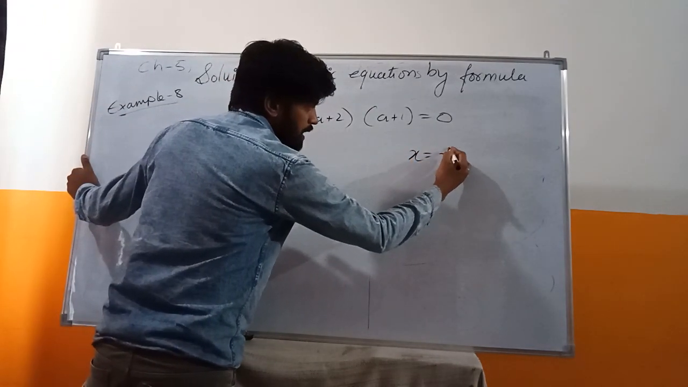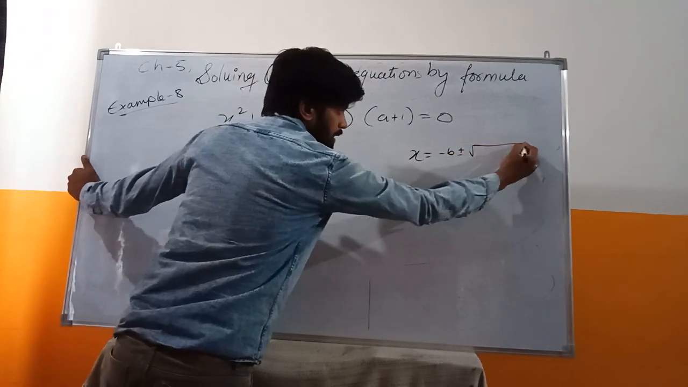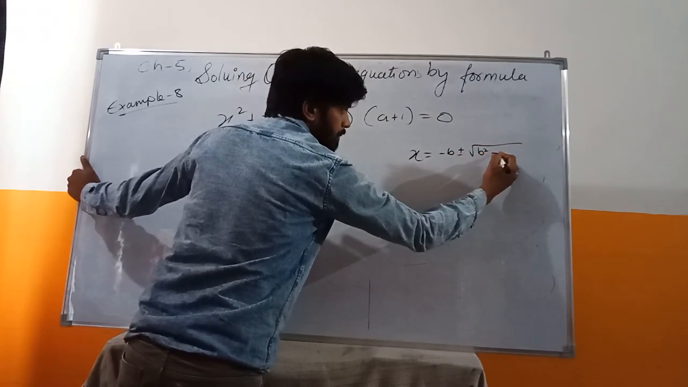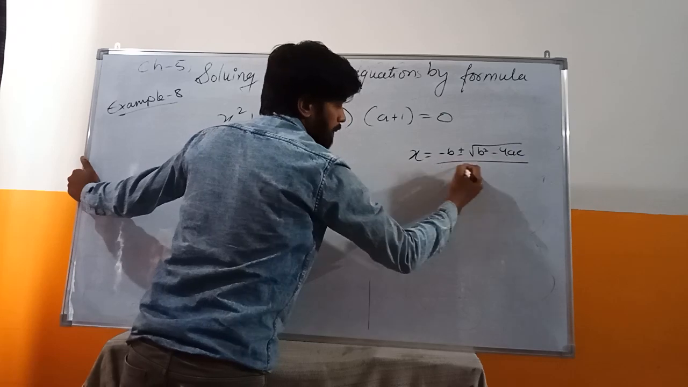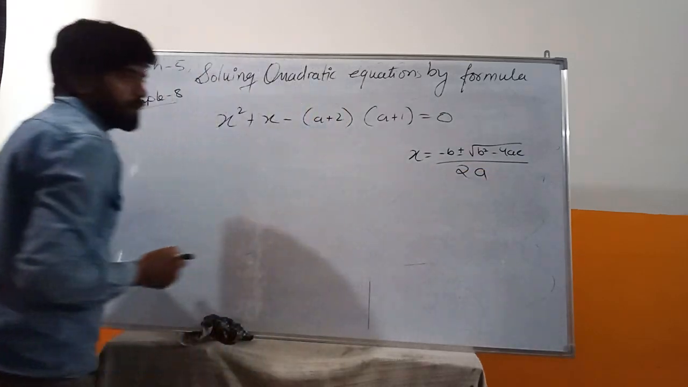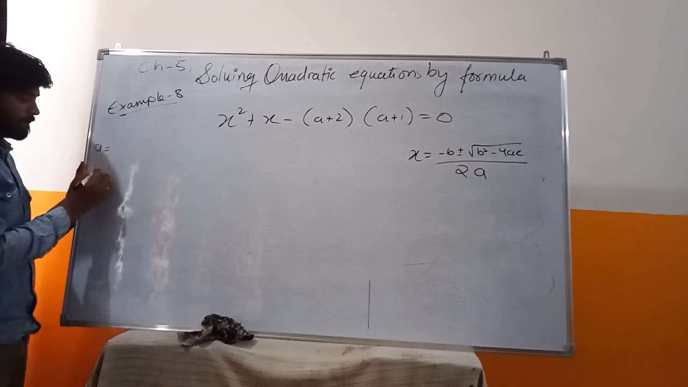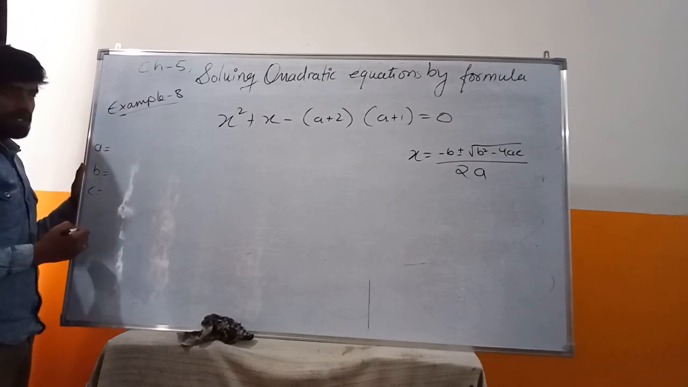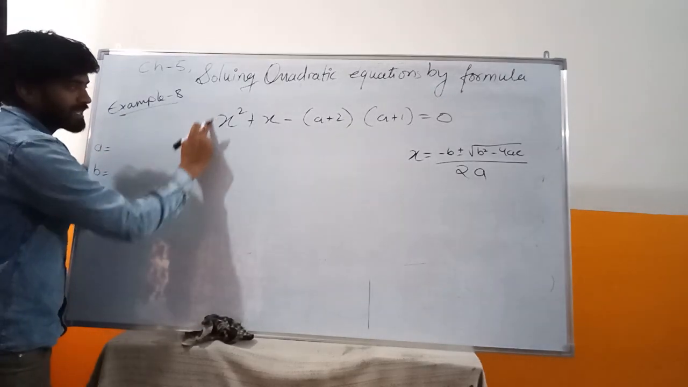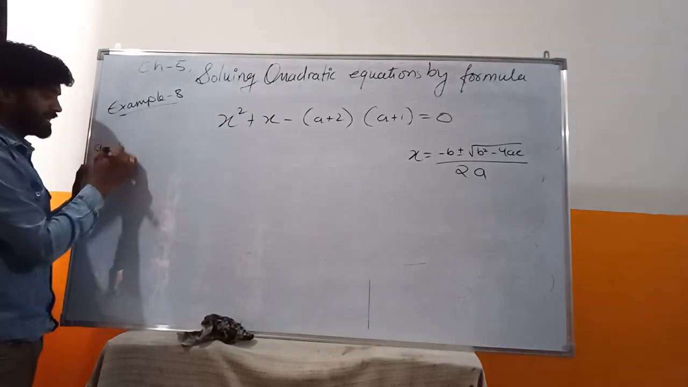x is equal to minus b plus or minus the square root of b square minus 4ac, upon 2a. This is the formula. But I need to figure out what is a, what is b, and what is c for me. A, b, and c. So what is a? There is nothing over here in a's place, so I'm going to say a is 1.